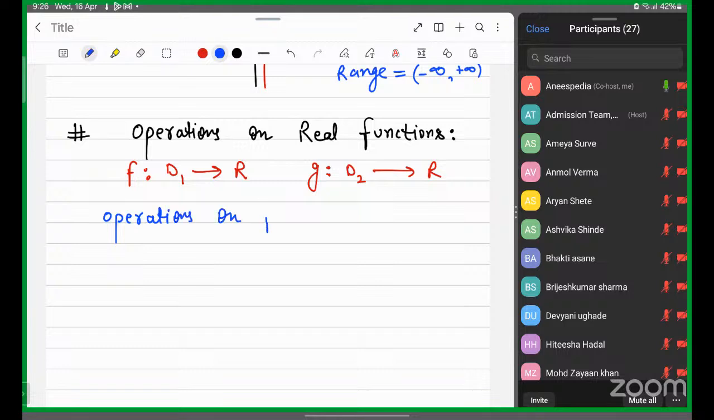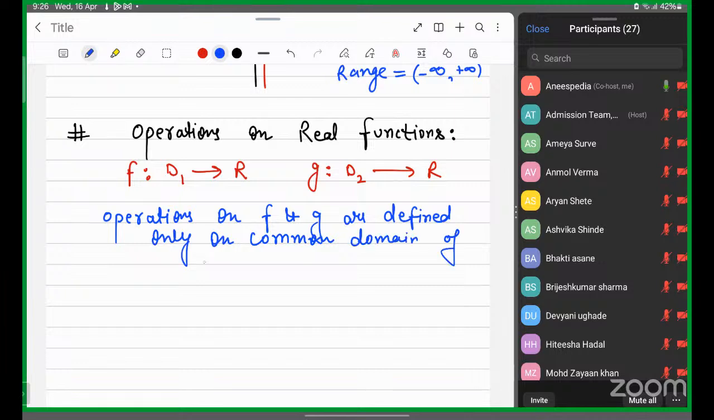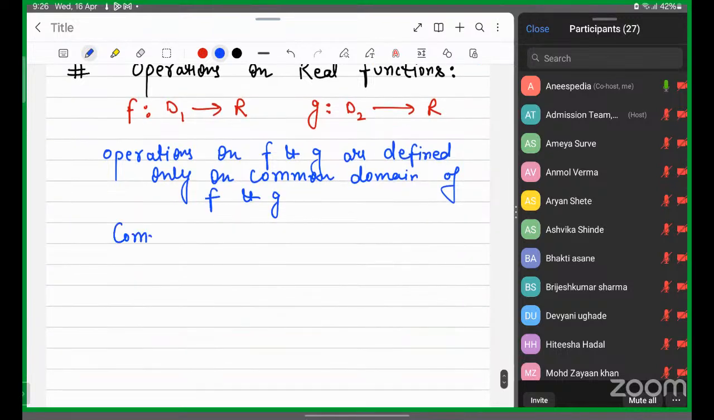So we can write it as: operations on f and g are defined only on the common domain, the common domain of function f and g. And the common domain will be D1 intersection D2, if D1 is the domain of function f and D2 is the domain of function g.